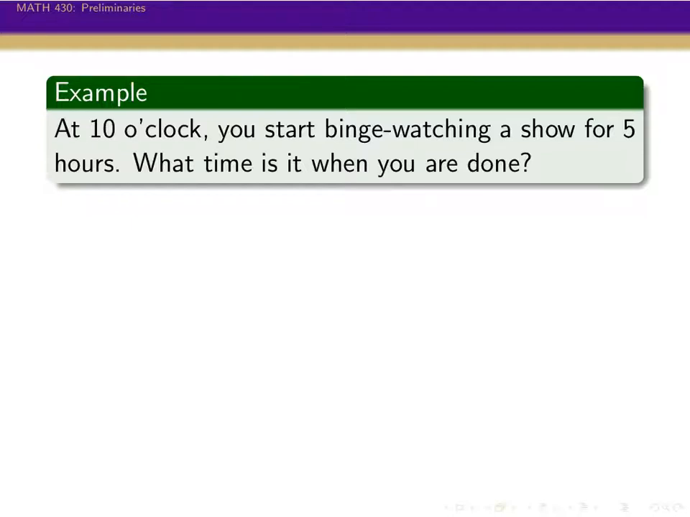When we think about time, we're usually working modulo 12. If you're in the military, it would be modulo 24, but it's the same idea. We can illustrate with an example: if at 10 o'clock you start binge watching a show on Netflix or Hulu or whatever, and you watch for 5 hours straight, what time is it going to be when you're done? We all know the answer is going to be 3 o'clock. So how did we come up with that? Well, we start with 10, add 5, and get 15. But when we think about time, we're dealing with multiples of 12. 15 is bigger than 12, so we subtract that 12 off and end up with 3. And so we're going to be done at 3 o'clock.